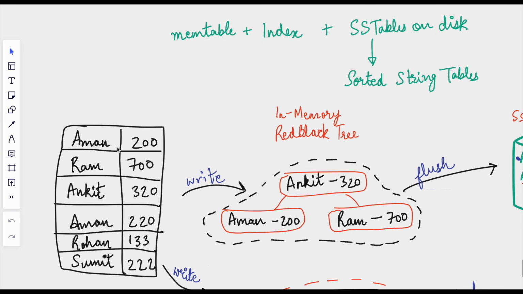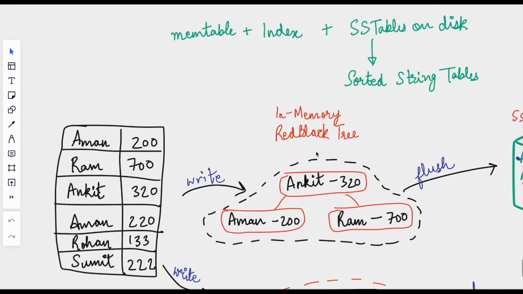So when Aman comes, Ram comes, Ankit comes, when we do these write operations, the tree would look something like this because it's balanced. Ankit is over here, and then Aman, which goes to the left side, is here, and Ram, which is greater than Ankit, is over here. Now for every write operation that comes our way, it will keep on modifying this self-balancing tree.